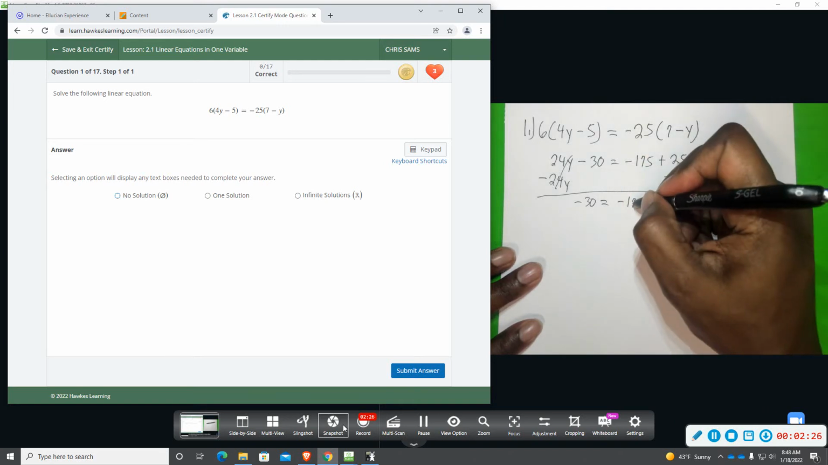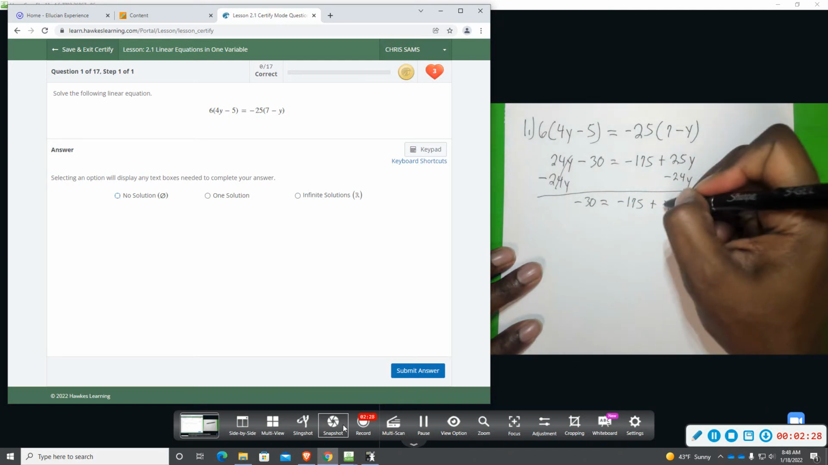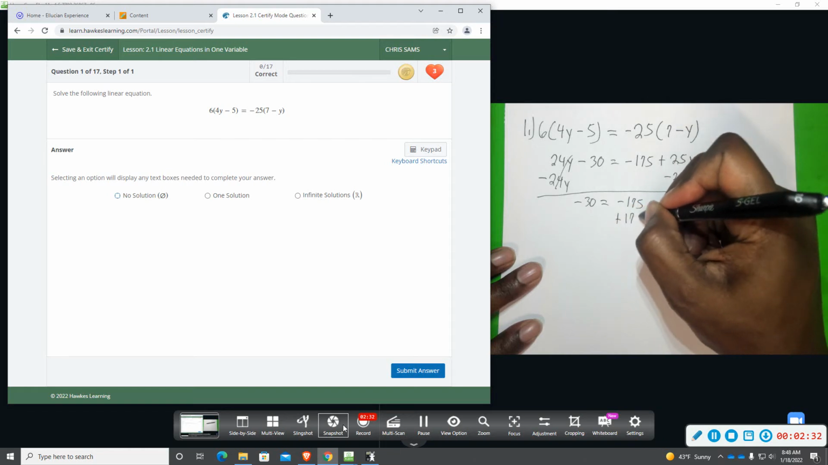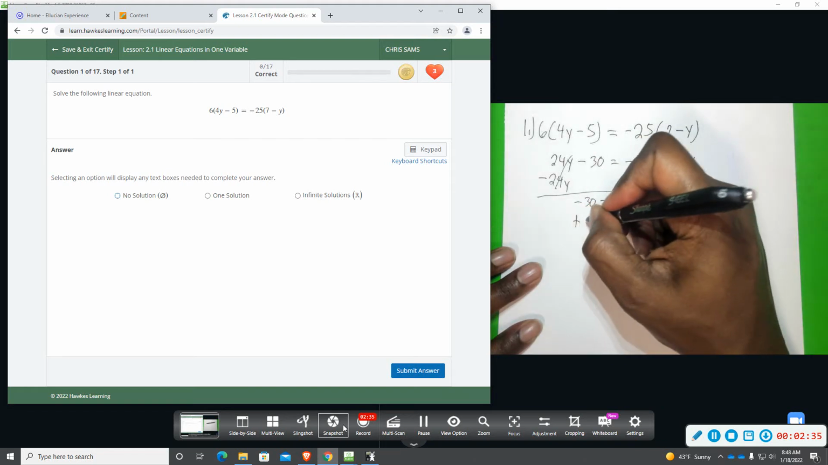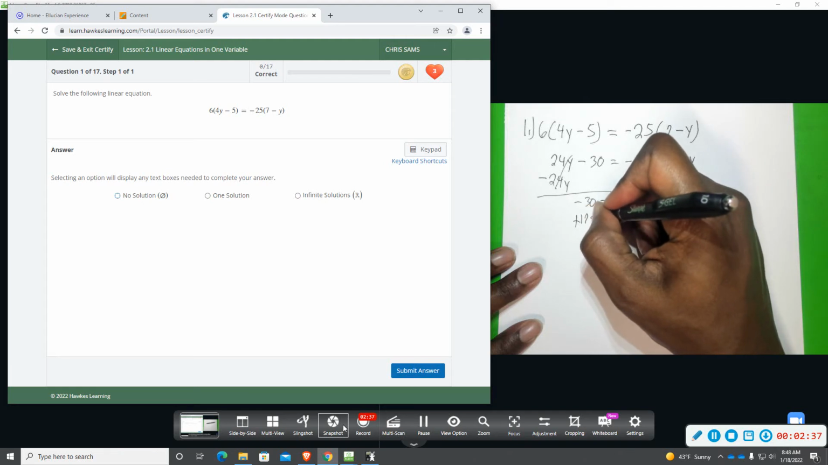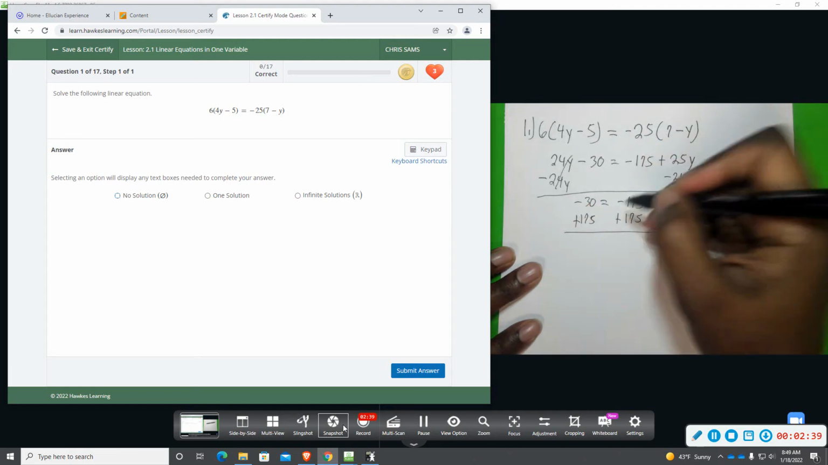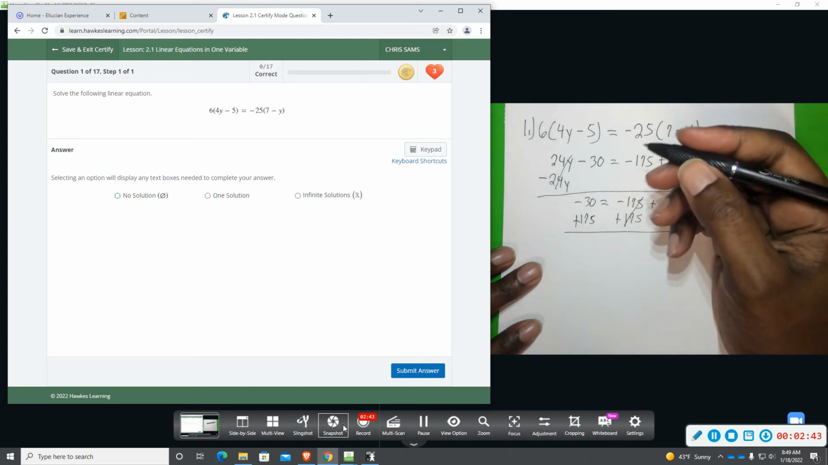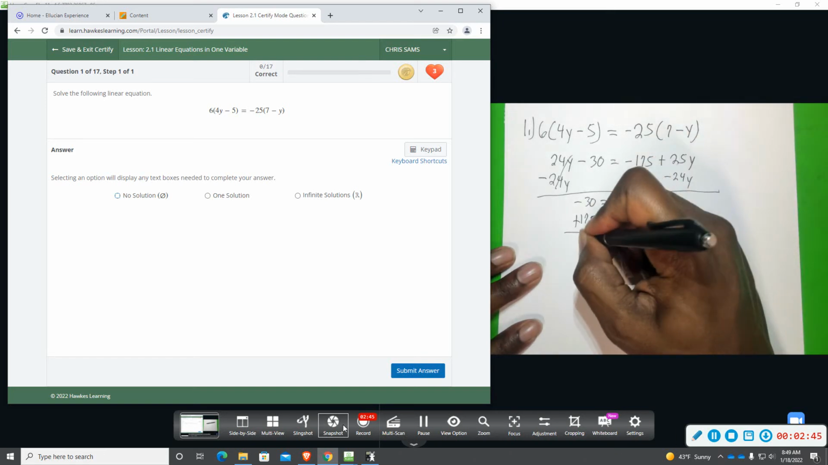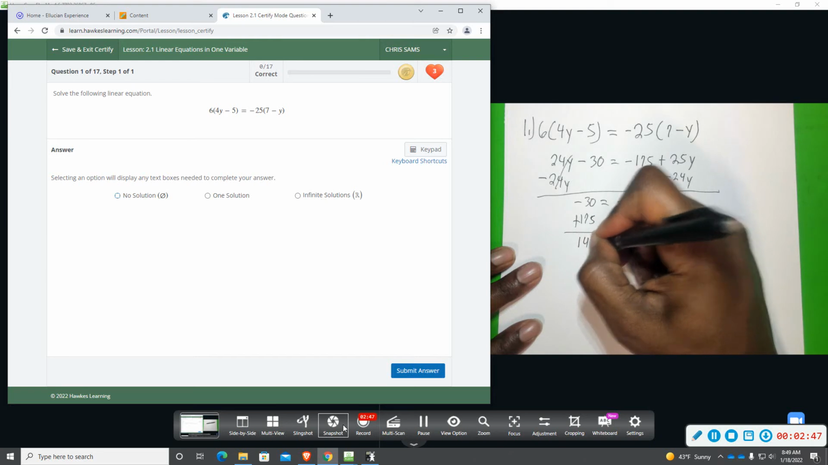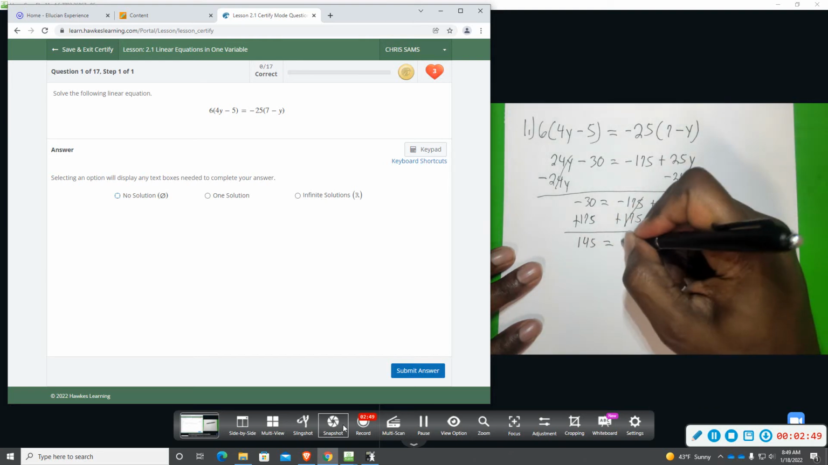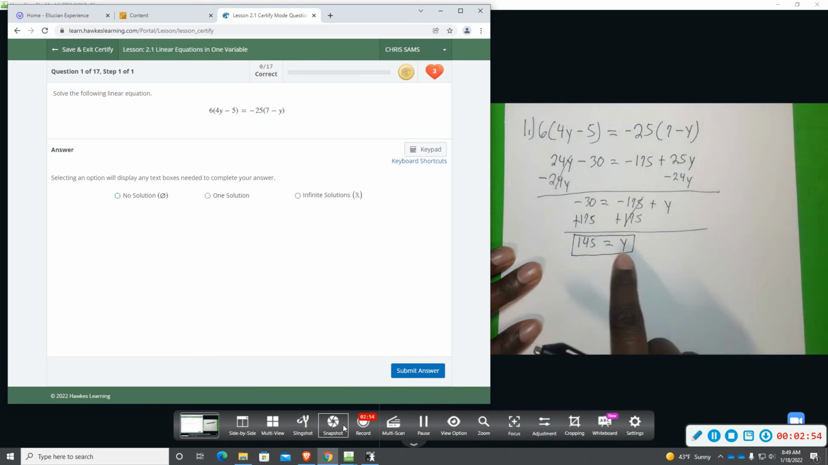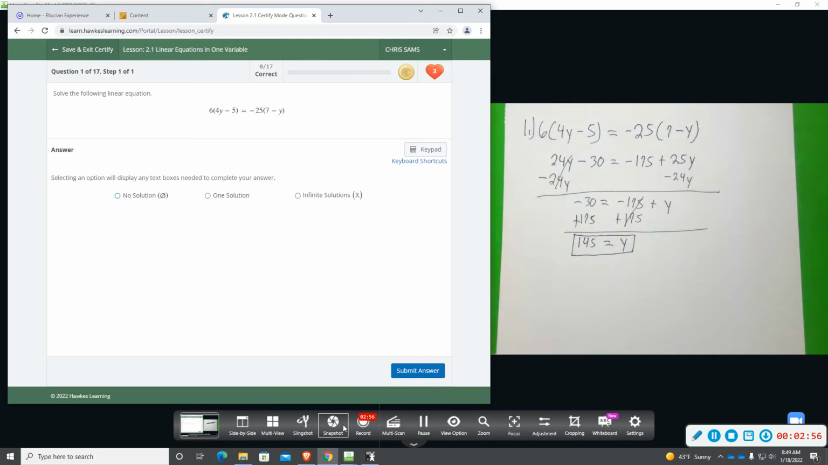And then we're going to move the numbers over so that we get this variable by itself. So I'm going to add 175 to both sides. And 175 negative and positive cancel. Here I'm just going to subtract the 30, and that's going to give me 145 equals y. So in this problem, we get one solution. Okay, we get one answer. y is equal to 145.